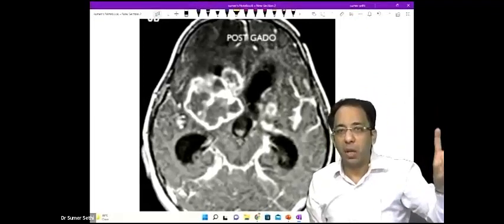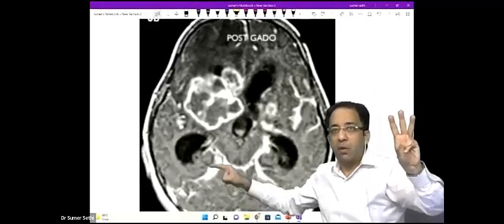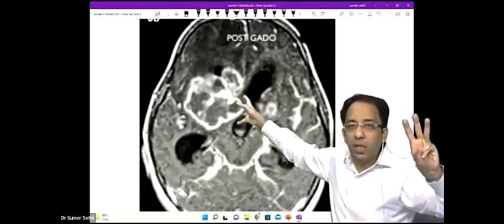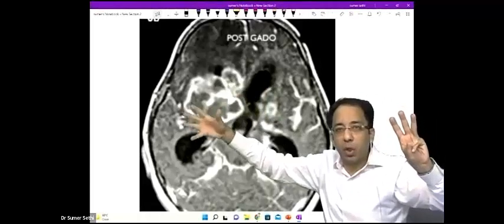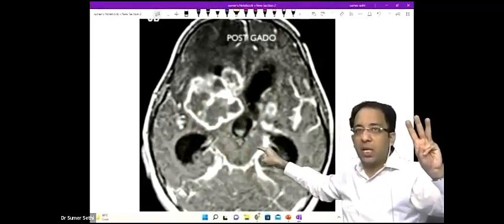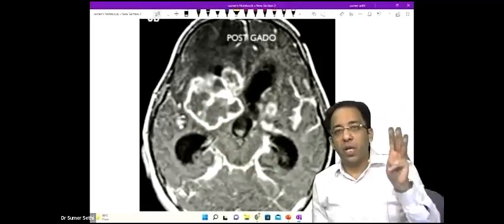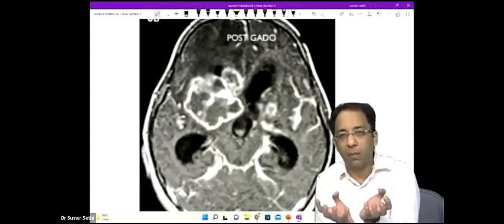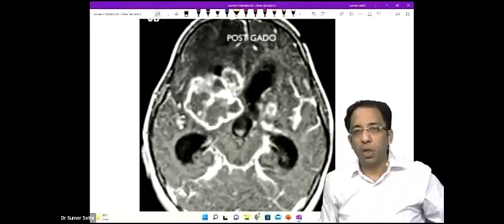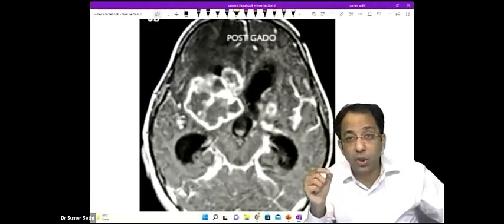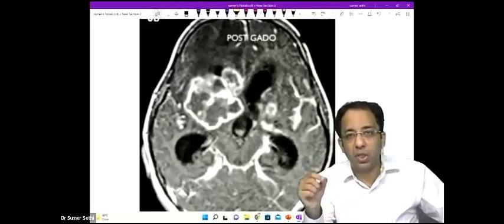More vasogenic edema, tuberculoma. And because a tubercular focus can rupture into the meningeal system, into the subarachnoid space, you can also see associated meningeal enhancement. So if with a ring enhancing lesion you also see meningitis, meningeal inflammation on the MR, we think of tubercular lesions. And we also know that the necrosis in tuberculoma is rich in lipid.